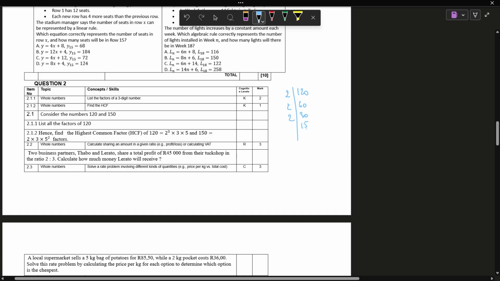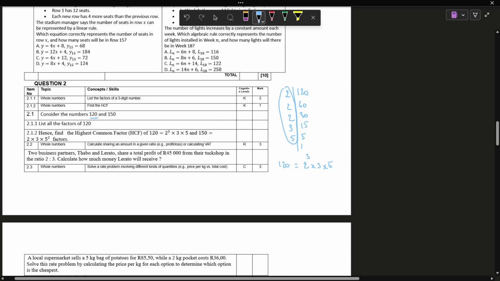So 2 cannot divide a number ending in 5. 2 can only divide a number ending in 0 or an even number. So here we use 3. So it will be 5, and by 5 it will be 1. So in other words, 120 can be expressed as these prime factors, which is 2 to the power 3 times 3 times 5.